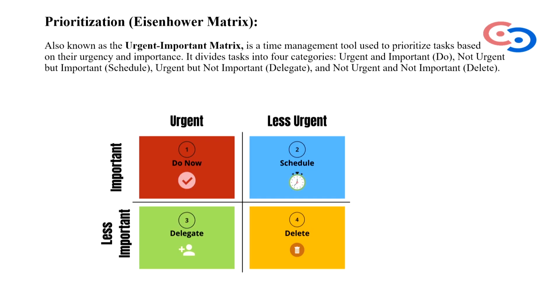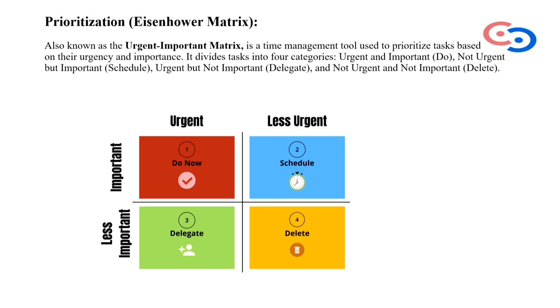This is what we call prioritization in time management, and sometimes we call this the Eisenhower matrix, also known as the urgent-important matrix. It's a time management tool used to prioritize tasks based on their urgency and importance. It divides into 4 categories, that you can see in the diagram. Urgent and important, you have to do it now. Then not urgent but important, we can schedule it. For example, a task that is important but less urgent, we can schedule for after a week or a few days.